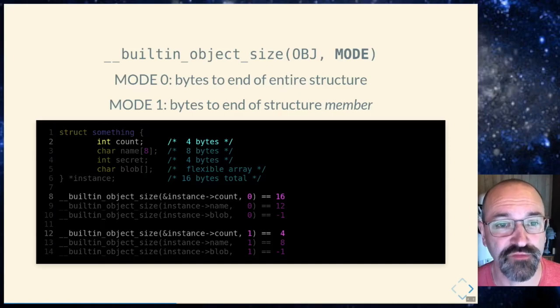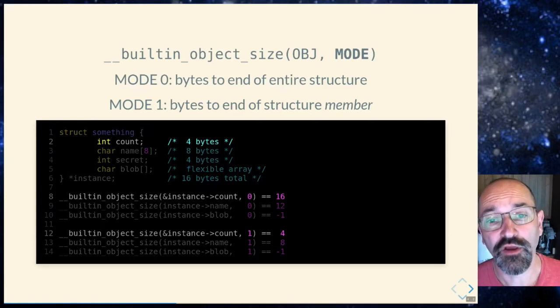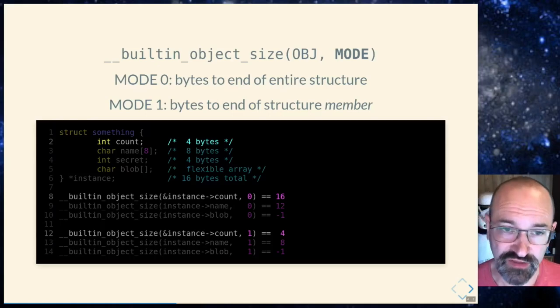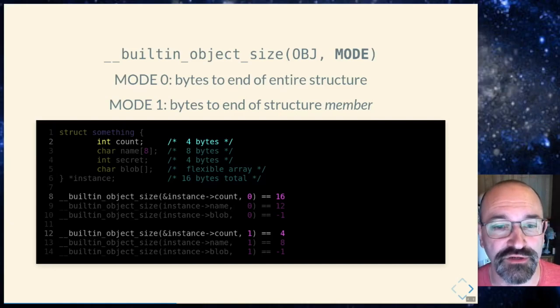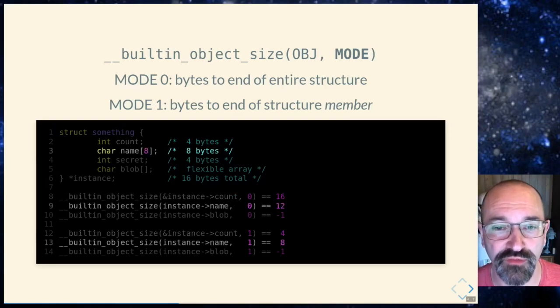It's got an integer that's 4 bytes long. So if you ask __builtin_object_size in mode 0, it's going to say, oh, you're going to write to count? Well, to stay inside the entire structure, you've got 16 bytes worth before you run off the end of the structure. But if you say mode 1, it'll tell you, oh, you've actually only got 4 bytes here. That member is only 4 bytes.